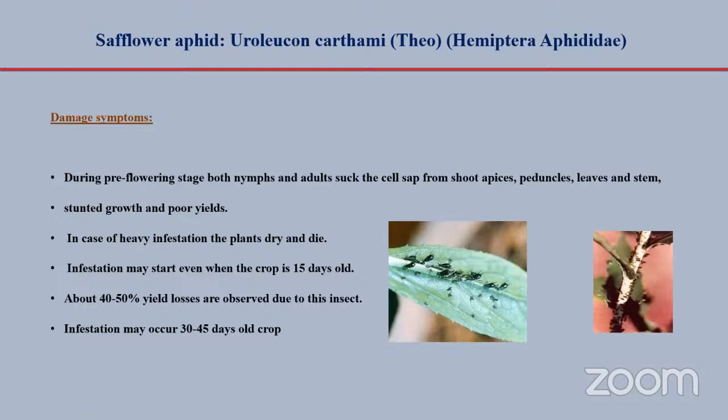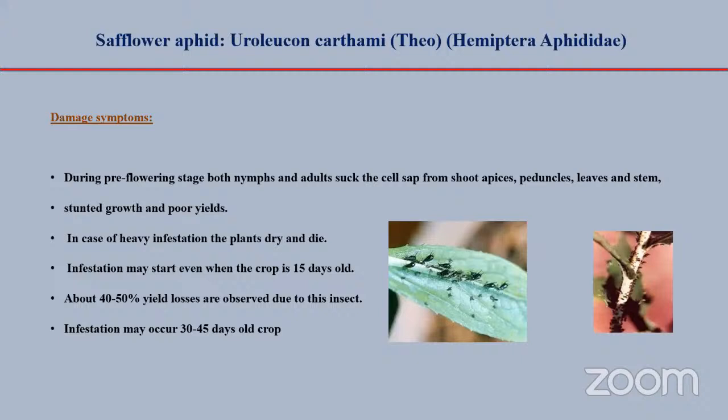So the last one is the safflower aphid, that is Uroleucon carthami. The family is Aphididae and the order is Hemiptera. These pests are known to suck the sap from the shoot apices, peduncles, leaves, and also stem. This is also a homopteran, so they excrete honeydew, and this honeydew will form secondary infestation like sooty mold, and this will hinder the photosynthetic activity.